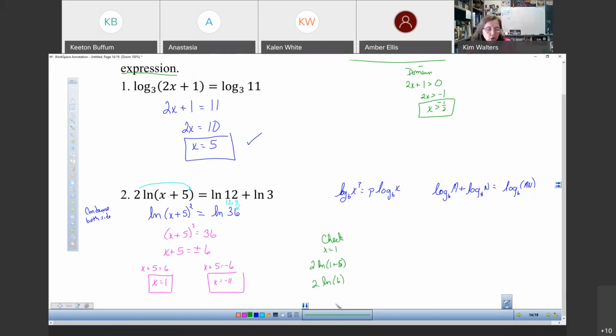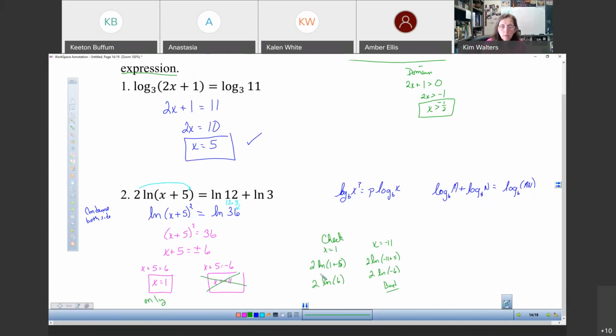But I could go further. This one is harder. So the 1 is going to be good. But if I check negative 11, that means I have 2 times the natural log of negative 11 plus 5. And this would mean I have the natural log of a negative 6. And this is bad. Okay, so x is equal to 1 is the only solution. This one does not work.